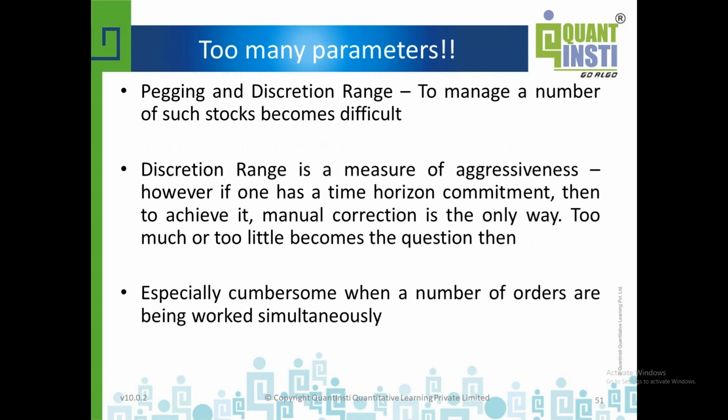In my opinion, the only drawback of this would be to figure out what is a good peg price and what is a discretion rate. Frankly, if you have a good automated system, then scaling up to a number of stocks or managing a lot of orders is not a drawback. If you're doing it manually, then yes, this is a drawback, but you should have an automated system for this. And if you have an automated system to manage your orders, then that's not a drawback, frankly, right?